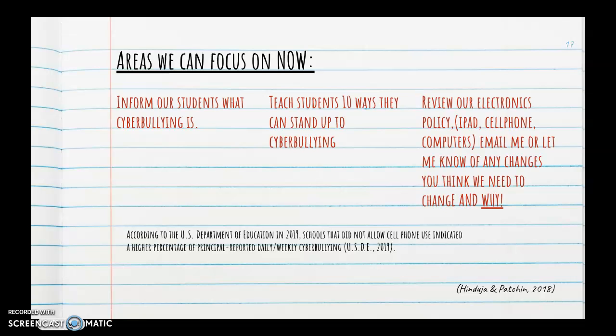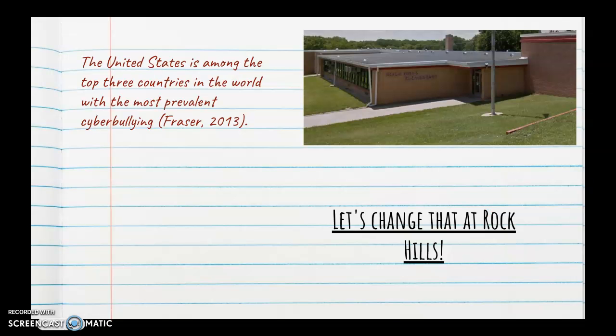I want you to keep in mind that according to the U.S. Department of Education in 2019, schools that did not allow cell phones and had a very strict policy indicated a higher percentage of principal-reported daily and weekly cyberbullying. The United States is among the top 3 countries in the world with the most prevalent cyberbullying. I want us to really change that here at Rock Hills.